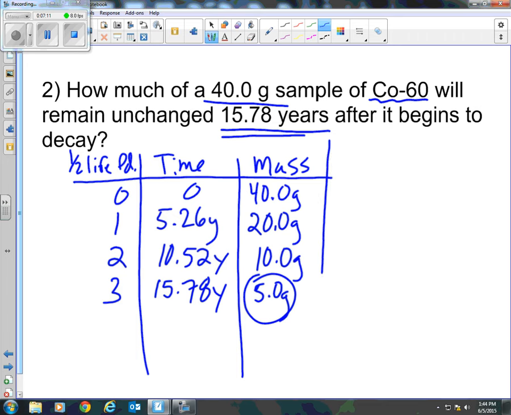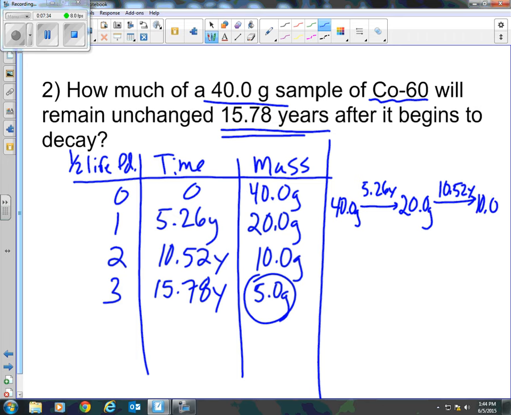Okay. So if you like that arrow method, I'll show you that one as well. You would start with 40 grams. After one half-life, 5.26 years have gone by, and that 40 would become 20. After another half-life, 10.52 years would have gone by, and that 20 would have become 10. One more arrow, because I'm running out of room here, means 15.78 years would have gone by, and that 10 would become 5 grams.